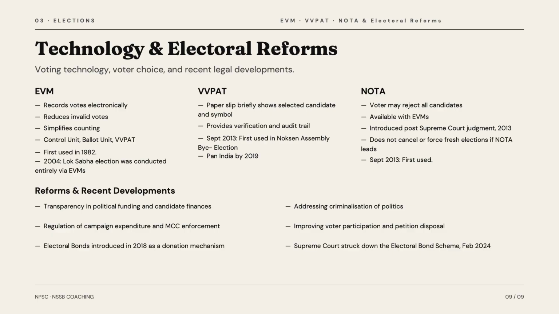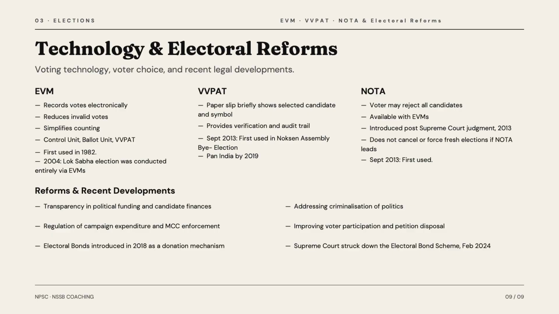So EVM records votes electronically, and it reduces invalid votes. It simplifies counting. The proof of the person you vote for will be given by VVPAT, but EVM will electronically calculate the votes. All you need to know is that it was first used in 1982, and in 2004, the Lok Sabha election was conducted entirely via electronic voting machines. Very important fact.